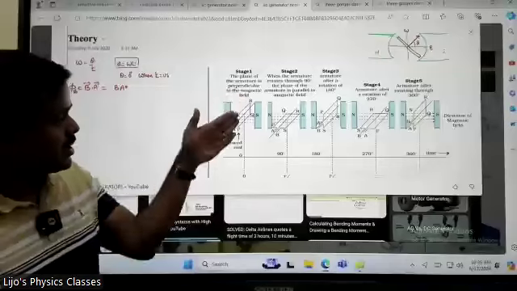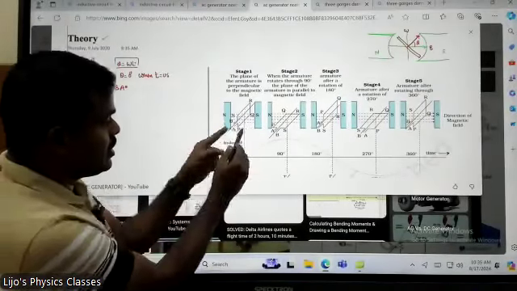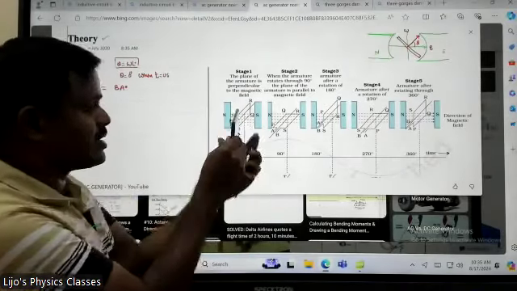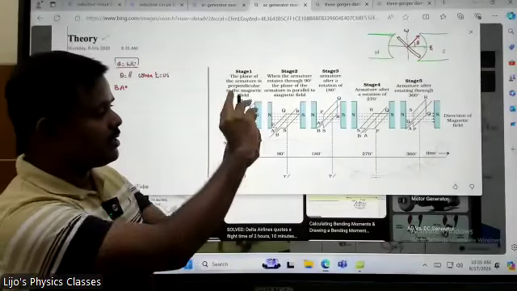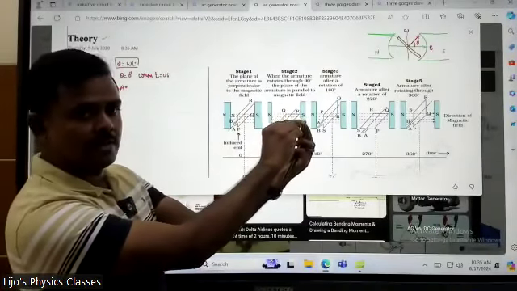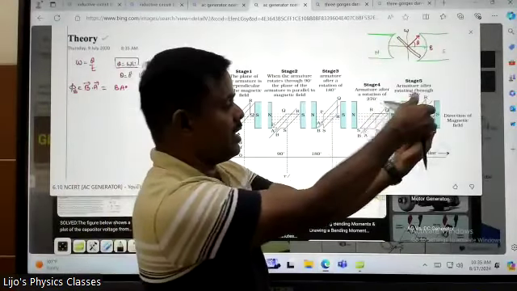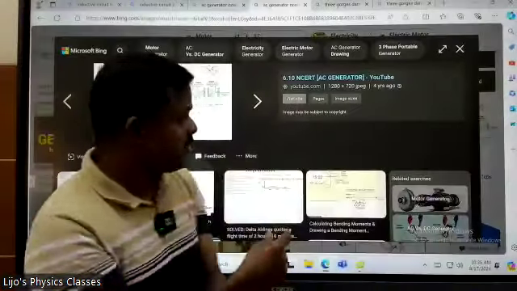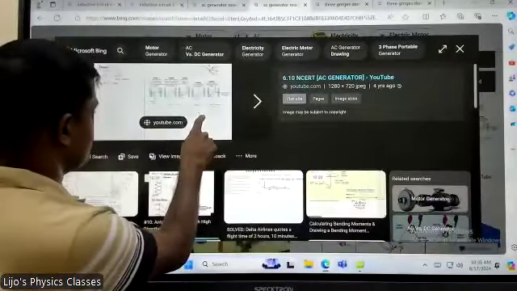The coil is initially perpendicular. That time, the coil is rotating. This is how the coil is kept. I don't know if you'll understand or not. Otherwise, I'll explain in the next class. I'm keeping the coil this way, then like this, then like this, then like this, then like this, one full rotation. When the coil completes one rotation, this is what you're going to get. This is what you're going to see.